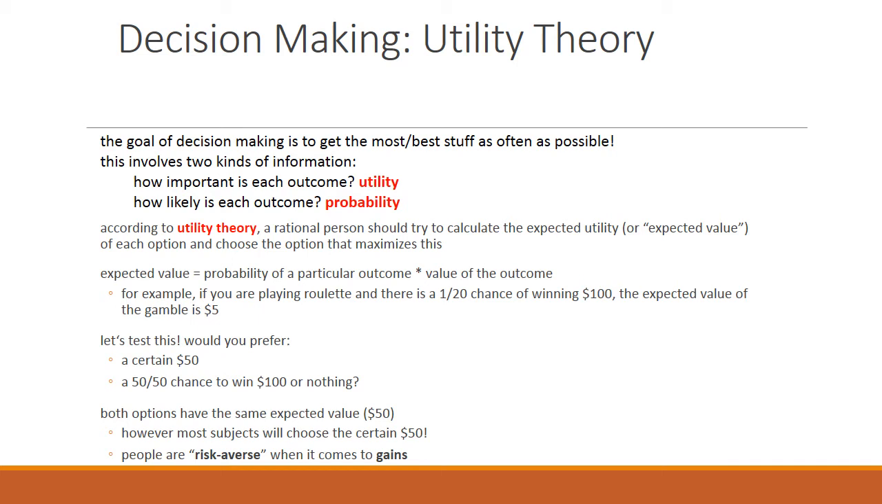They want to make sure that they get the money when it comes to gains. They don't want to take a chance. They don't want to take that risk. So utility seems like possibly it can explain the subjective nature of decision making.